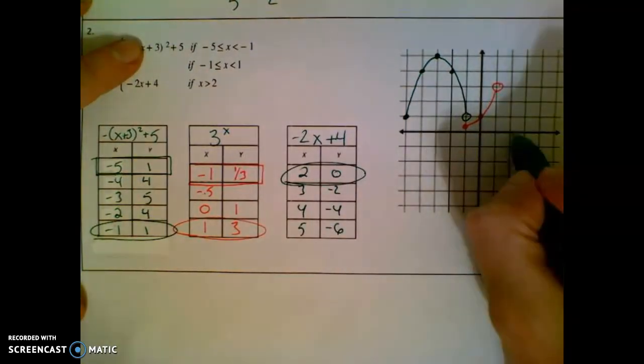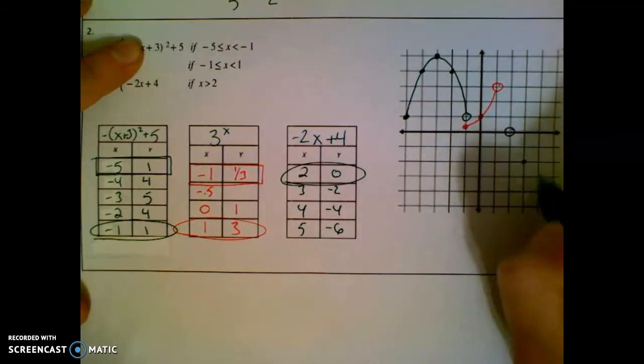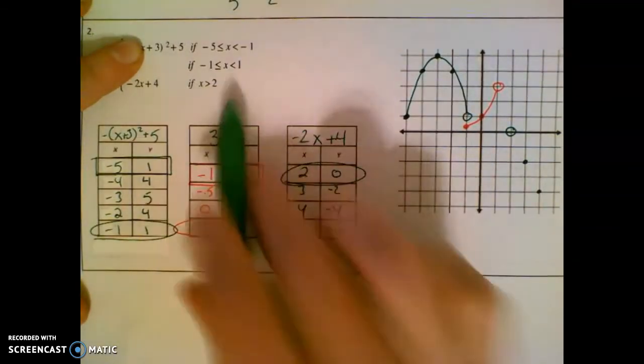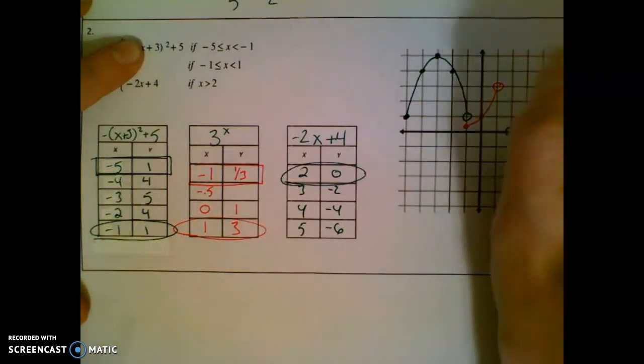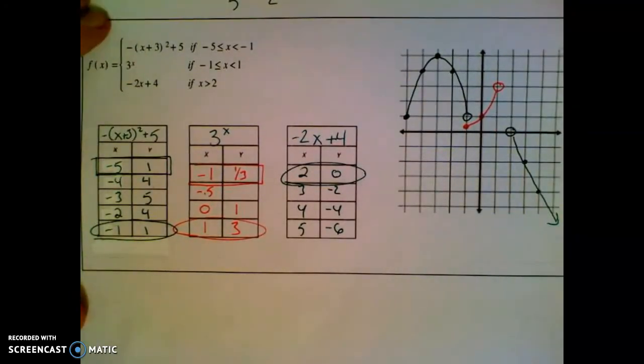2, 0, open circle. 3, -2, -4, and -6 doesn't fit. And then I'm going to the right. This guy does not stop, so he is just going to have an arrow that goes forever. So be able to graph just anything I give you, linear or nonlinear.